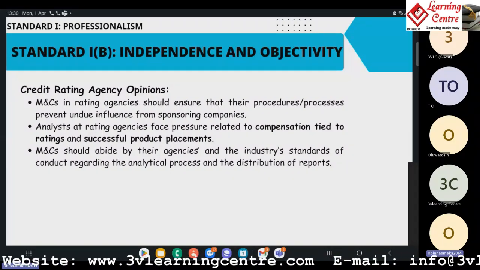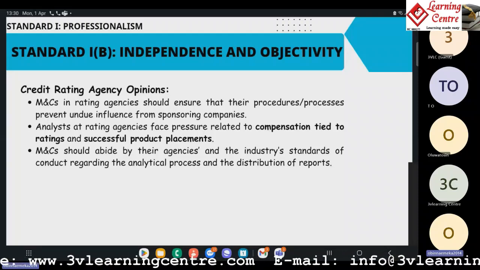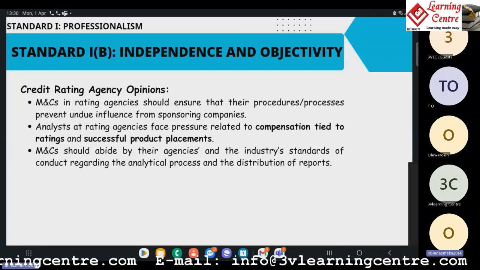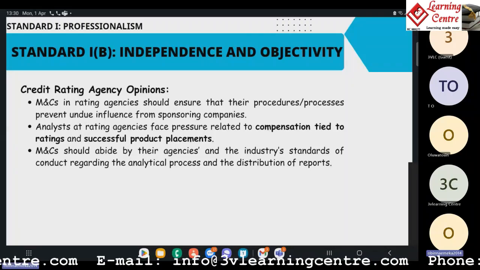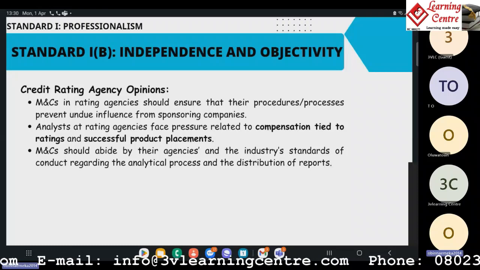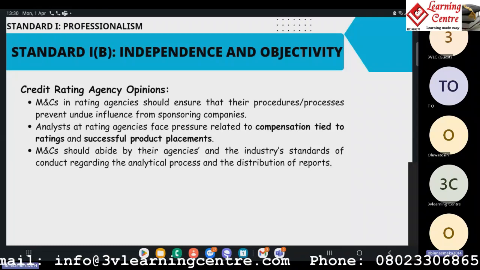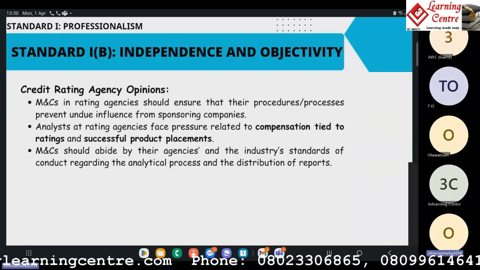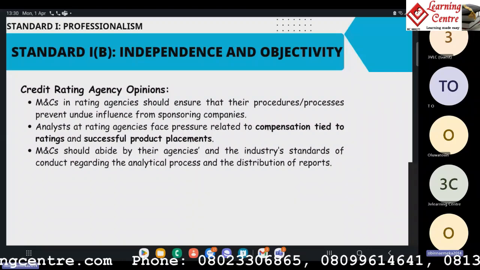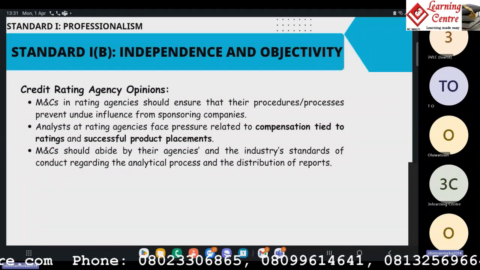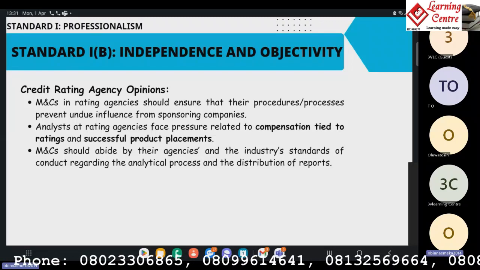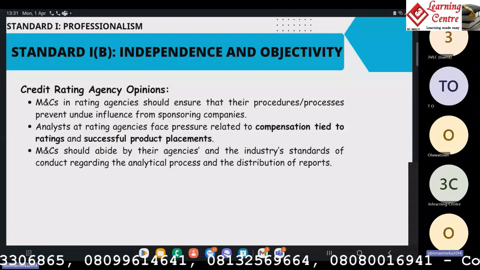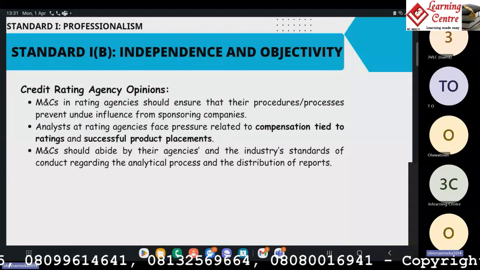Another thing is that if your compensation is tied to successful product placement, it can also create independence and objectivity clashes for you. Because of that, the recommendation is that members and candidates should abide by their agencies' and the industry's standards of conduct regarding the analytical process and distribution of ratings. In summary, follow the industry standards whenever you are operating in this scope.